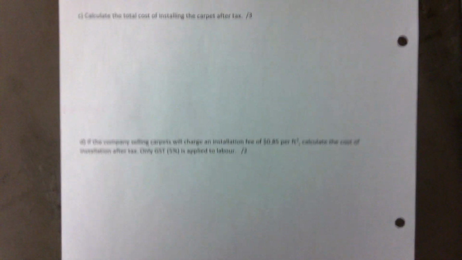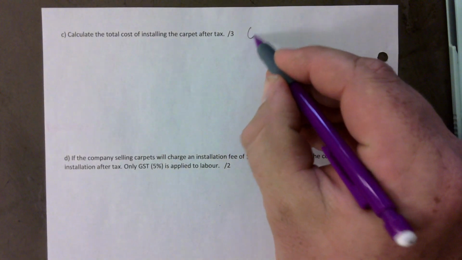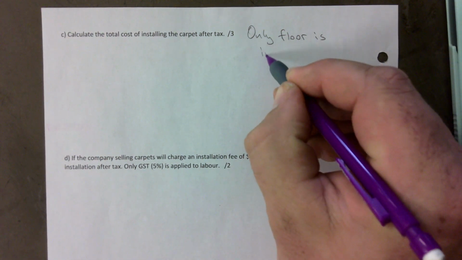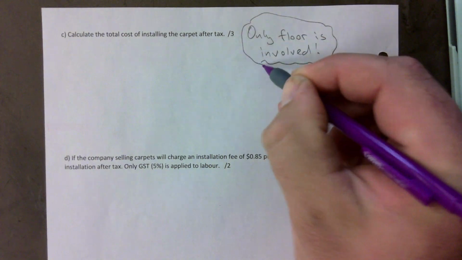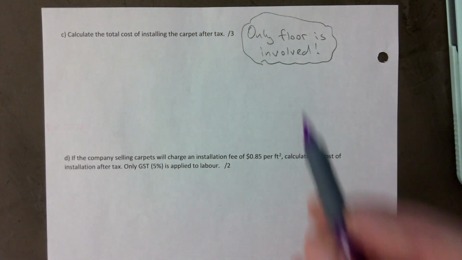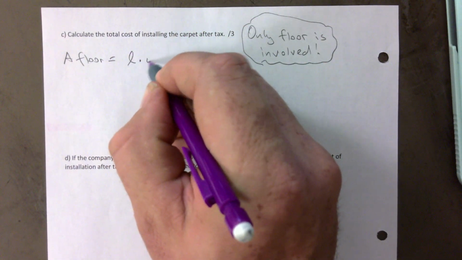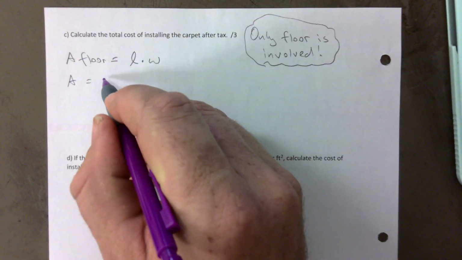Right, so we've done our paint, primer, we're getting there. Let's flip over to the back side. This is probably something maybe newer to you. Still got time. Calculate the total cost of installing carpet. Only floor, right? Only floor is involved. This is important here. Carpet, last time I checked, you put it on the floor. I know some of you might put it on the walls, but I would like to see that. But floor is only involved. So area of floor is length times width. That's it. So area would be, what is it, 15?